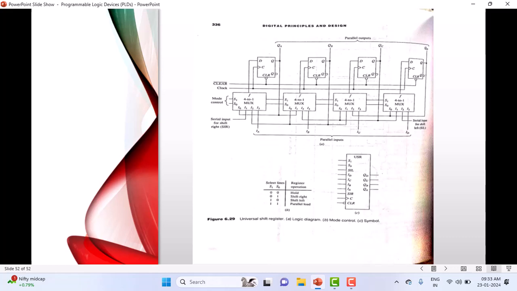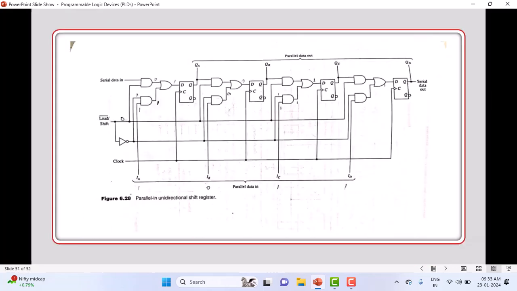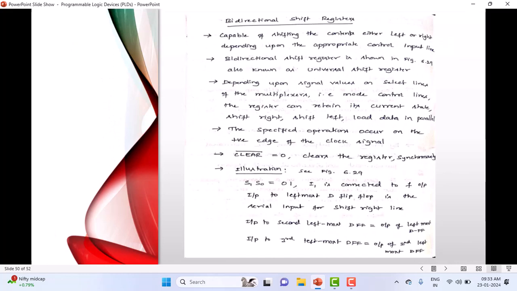For your reference, I think I have done one explanation already. I will show you that. You can see the example here. This is the explanation I gave for one operation. Like that, you can also try to understand other operations with the diagram I showed previously for the universal shift register.